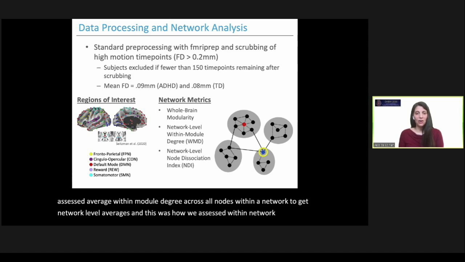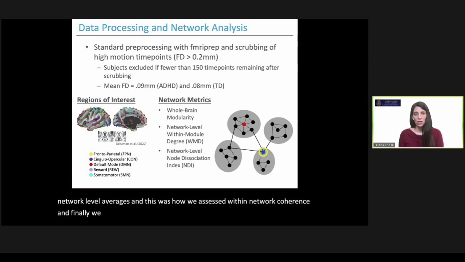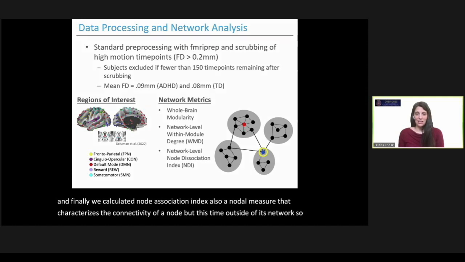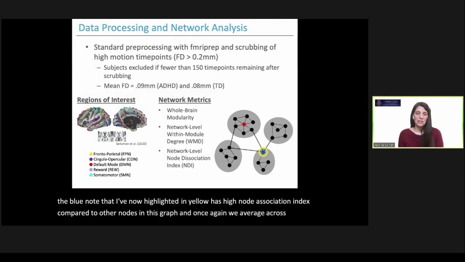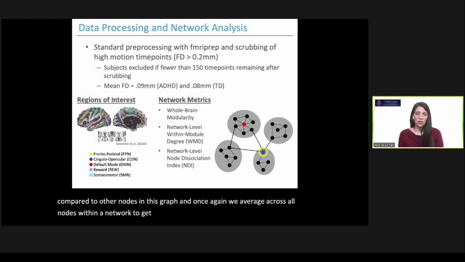And finally, we calculated node dissociation index, also a nodal measure that characterizes the connectivity of a node, but this time outside of its network. So the blue node that I've now highlighted in yellow has high node dissociation index compared to other nodes in this graph. And once again, we averaged across all nodes within a network to get network level averages of node dissociation index to assess across network integration.